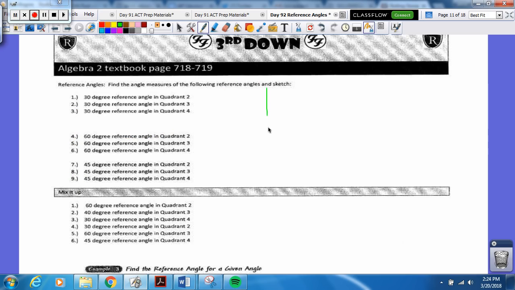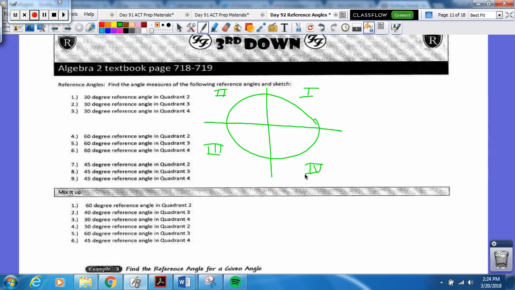All right. Number 9. Here we go. So, quadrant 1, quadrant 2, quadrant 3, and quadrant 4. All right, so number 9, 45-degree reference angle in quadrant 4. So 45 degrees off of the x-axis. Boom. This is 45 degrees. Okay, so that would mean that this is the angle I'm looking for all the way around. So it's 45 less than the 360 all the way around the circle. That's going to be 315. Boom. Got it. Okay? So this answer is 315 degrees.